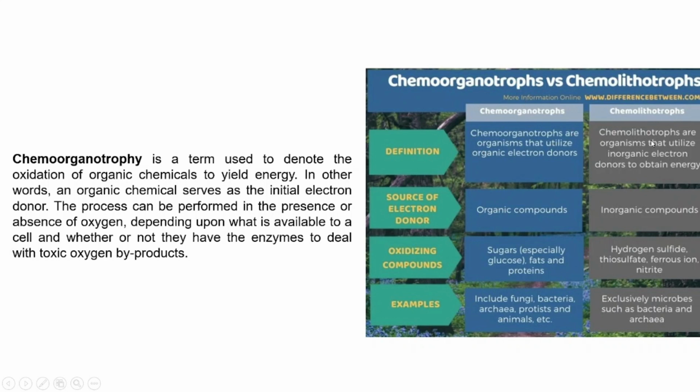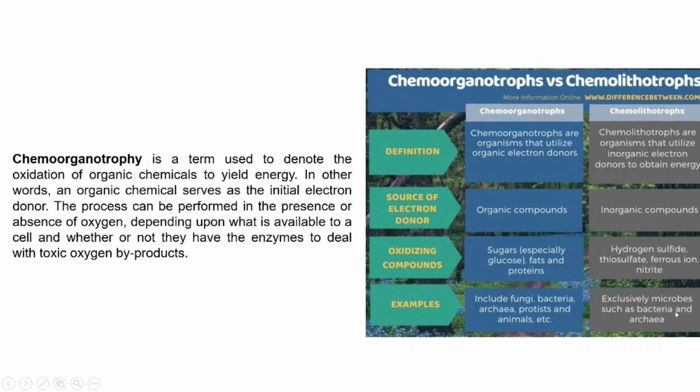So just remember, chemolithotrophs are inorganic, chemoorganotrophs are organic. That's the source of electron donor: inorganic, organic. For oxidizing compounds, the lithotrophs go for inorganic compounds, these are hydrogen sulfide, ferrous iron, nitrite, and the organotrophs go for organic compounds. So these are sugars, fats, and proteins.